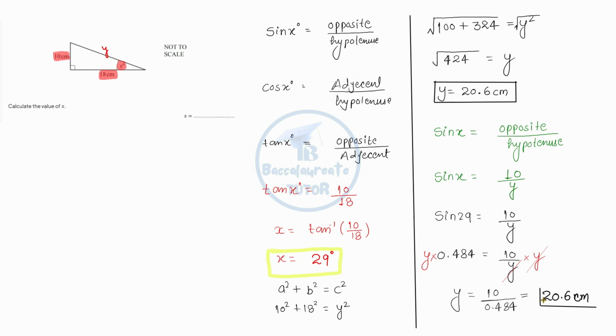If you know two sides, you can use the Pythagoras theorem, but if you know only one side and one angle, look here, we just know angle 29 and we know only the side 10. So if you know only two aspects, an angle and any one side, then you can figure out any other angle or any other side of the triangle. That is what we deal with in trigonometry, okay?